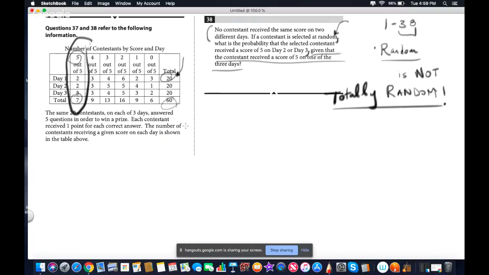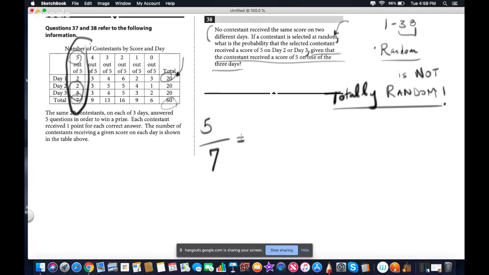Well, looks like there were 7 scores of 5 since nobody got the same score twice. The people who got it on day 2 or 3, that's 5 people: 2 plus 3, 2 on day 2, 3 on day 3. If you're picking out of this group of 7 people who got a score of 5, the odds of that being a person who scored 5 on day 2 or 3 is actually really high. There are only 2 other people who did get a score of 5 on day 1, that didn't receive that score on day 2 or 3, despite the fact that they did get that top score. I know that sounds confusing.